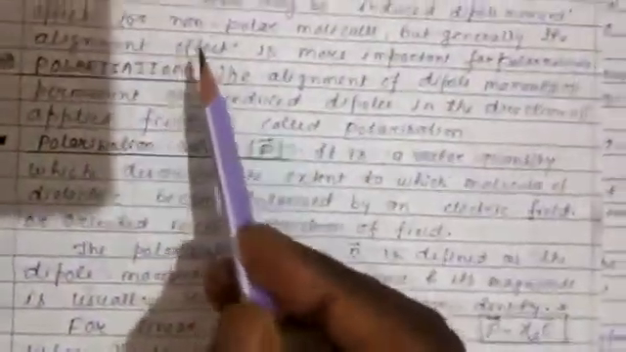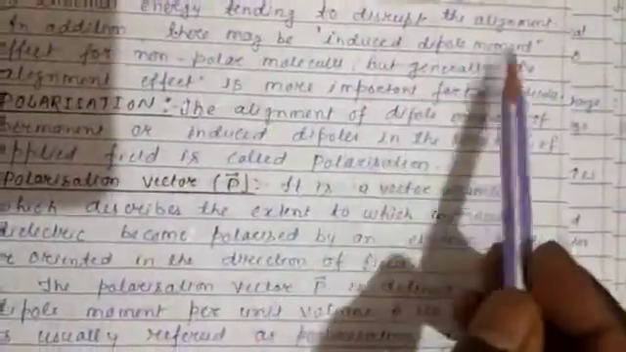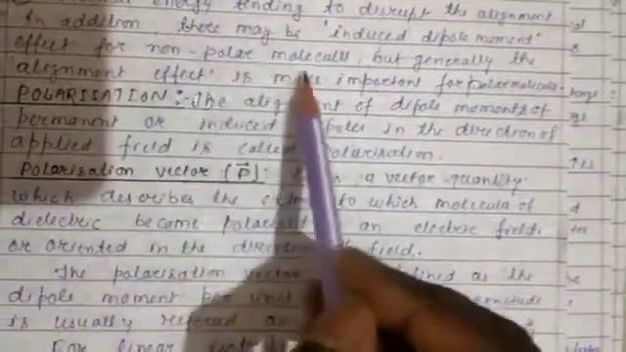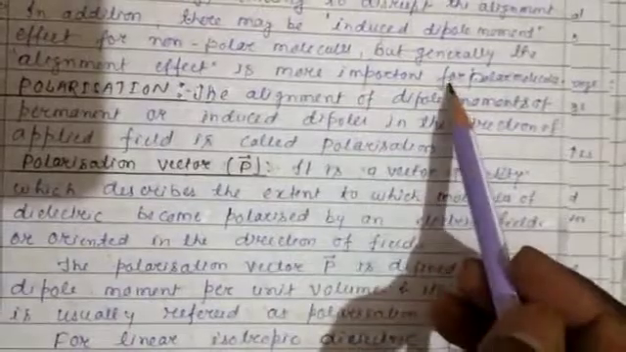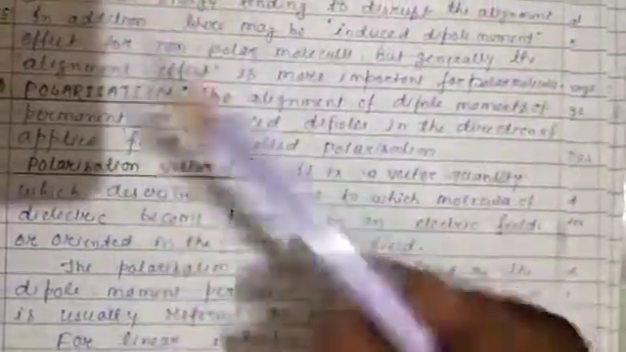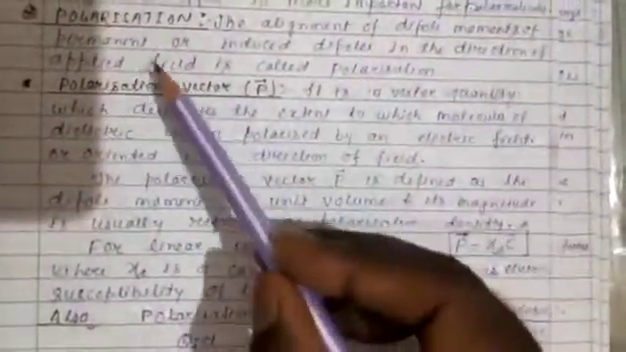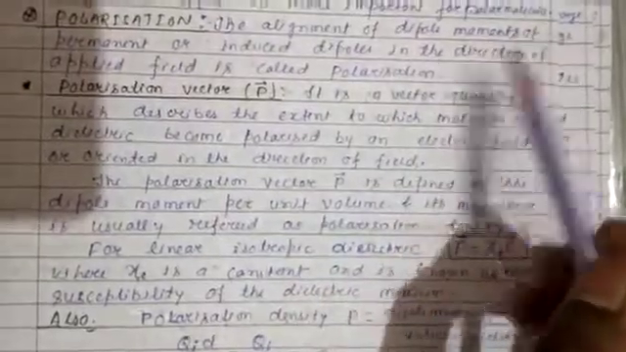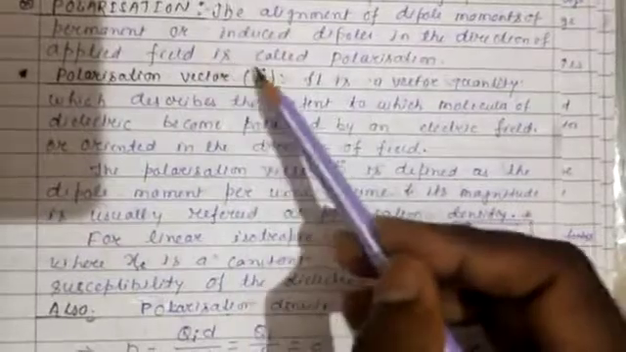One more piece of information: in addition, there may be an induced dipole moment effect for non-polar molecules, but generally the alignment effect is more important for polar molecules. Alignment effect means making alignments. Now we will come to know what polarization is. The alignment of the dipole moment of a permanent or induced dipole in the direction of the applied field is called polarization.